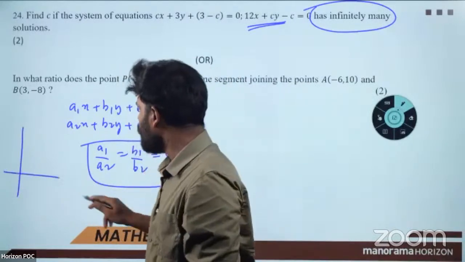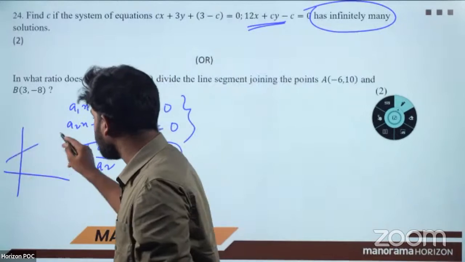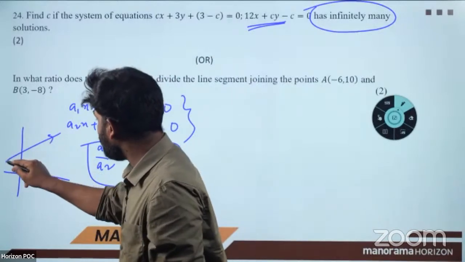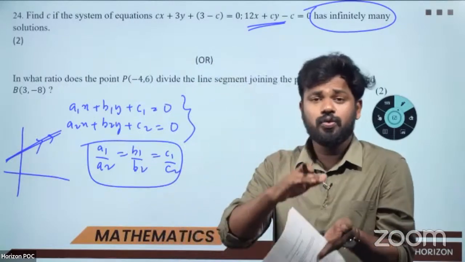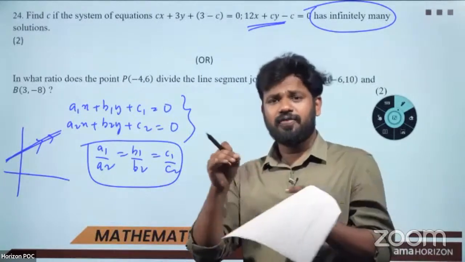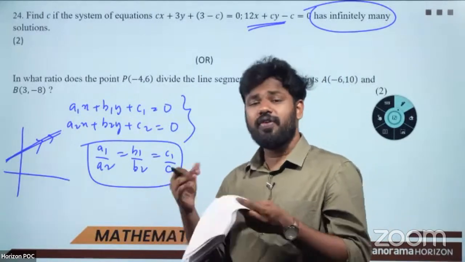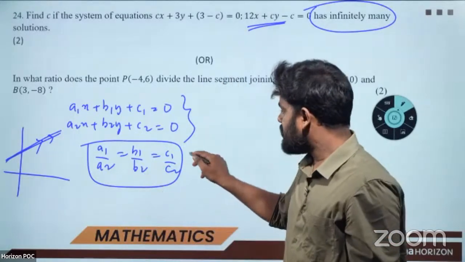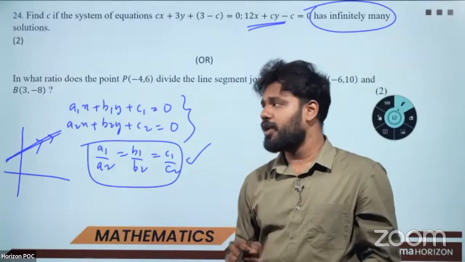Because when there are two lines which have infinitely many solutions, suppose there is one line like this, the other line will exactly follow the same path. There won't be any change. Both the lines will be coinciding each other, or all the points which are there for the first line will be the same for the second line also. So they have infinitely many solutions. So this is the case of infinitely many solutions. A1 by A2 will be definitely equal to B1 by B2 and equal to C1 by C2.